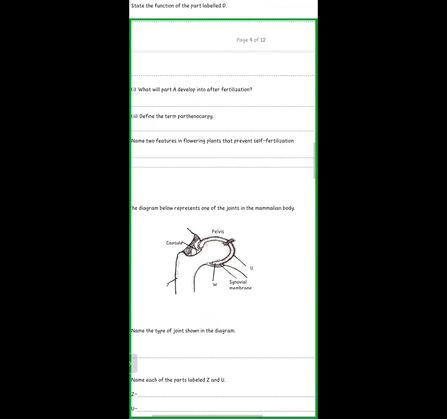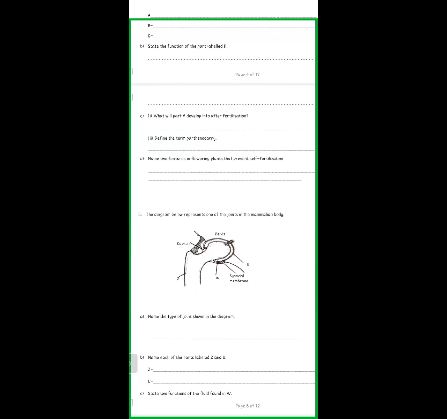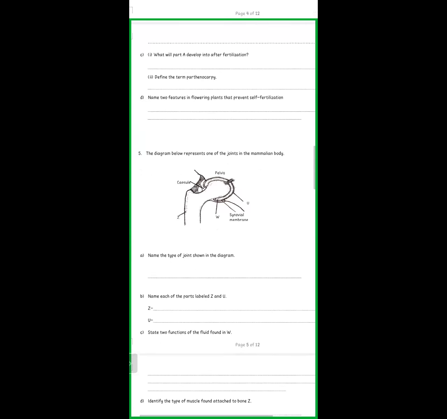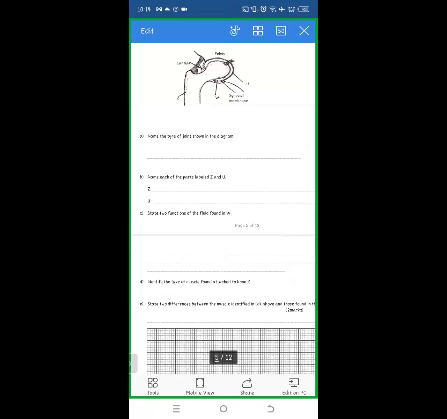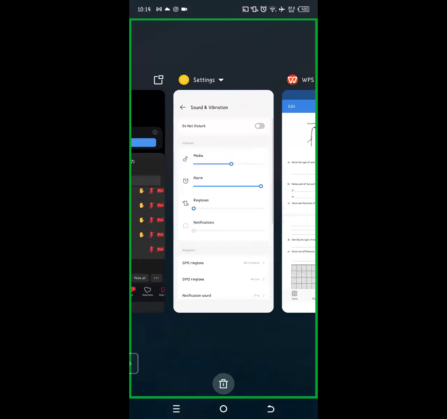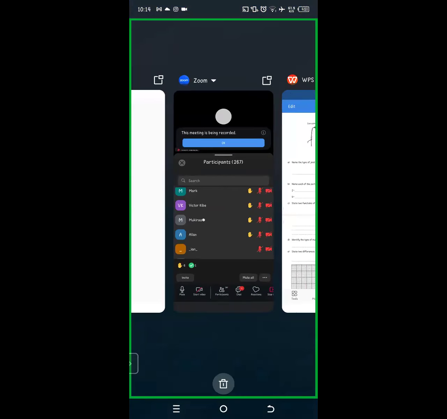Question number 5. And if you have any question, please always try and raise up your hand. Question number 5. The diagram below represents one of the joints in the mammalian body. You can see the joint. Name the type of joint shown in the diagram. So what are the responses for that?